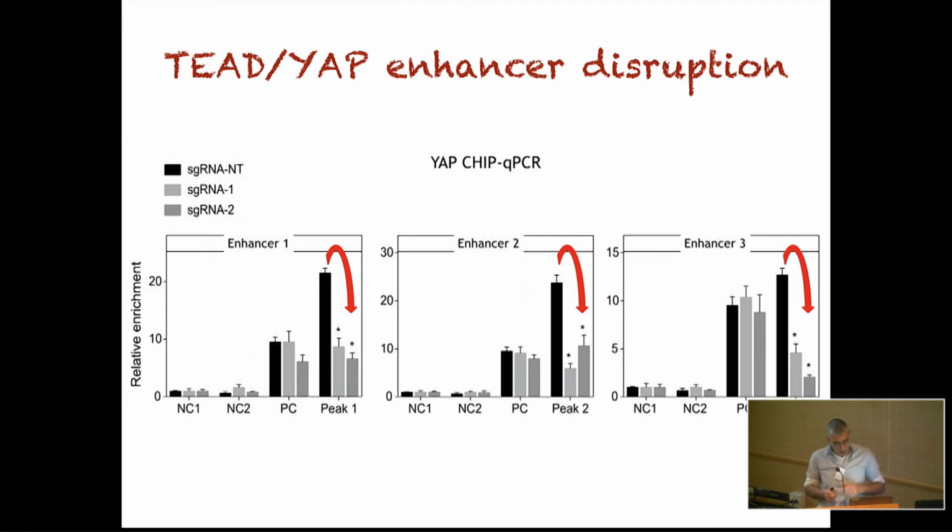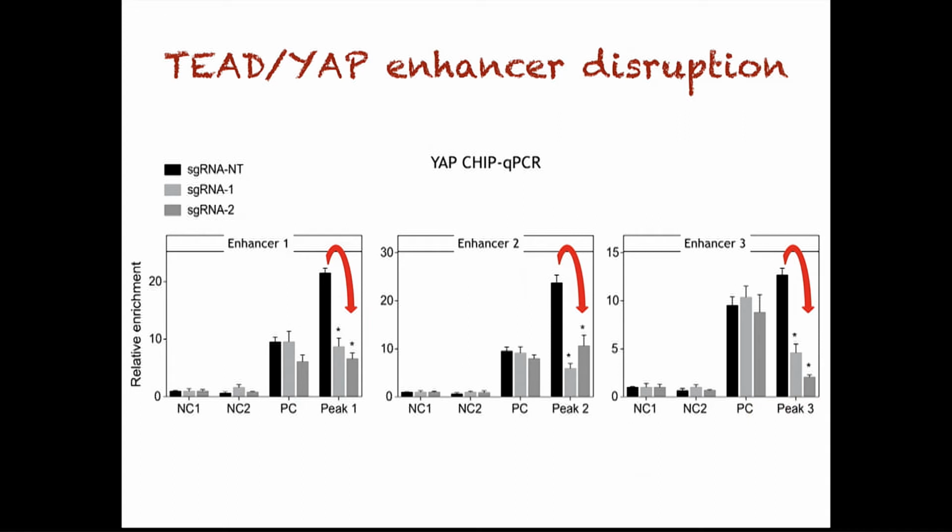So to check the effectiveness of these guide RNAs, we picked 3 from the top 10 binding sites of YAP ChIP-seq. We picked the three randomly, that had at least 2 guide RNAs targeting these enhancers. So these are the 3 enhancers.